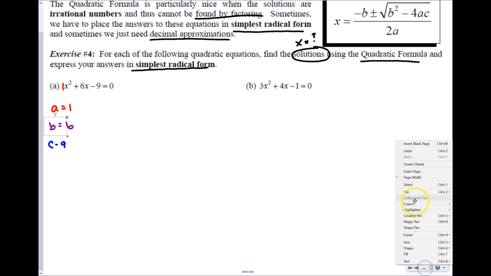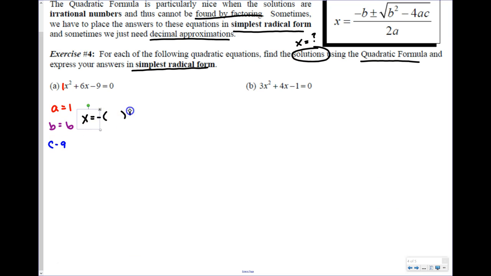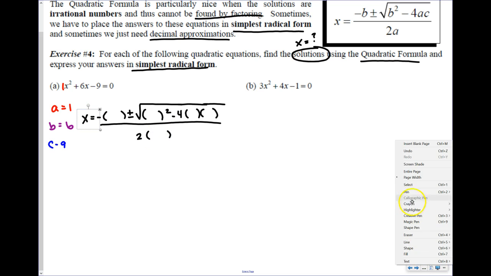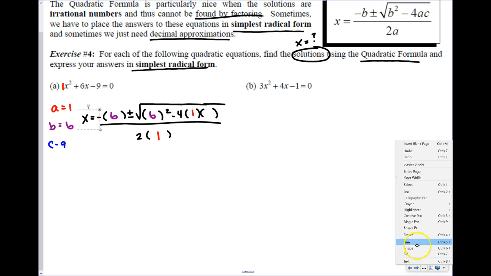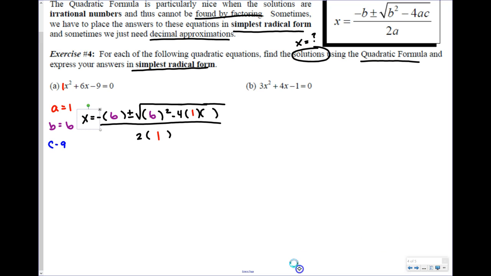Okay, now I'm going to take all of those values and I'm going to plug them in. So x equals negative b plus or minus the square root of b squared minus 4 times a times c, all over 2 times a. I like setting this up this way because it reminds me to keep track of my signs. So b is my first thing, so I have a 6 here, then a 6 goes here, then I'm going to plug in a is 1, so 1 goes here and here, and then c is negative 9, so I have a negative 9 here.